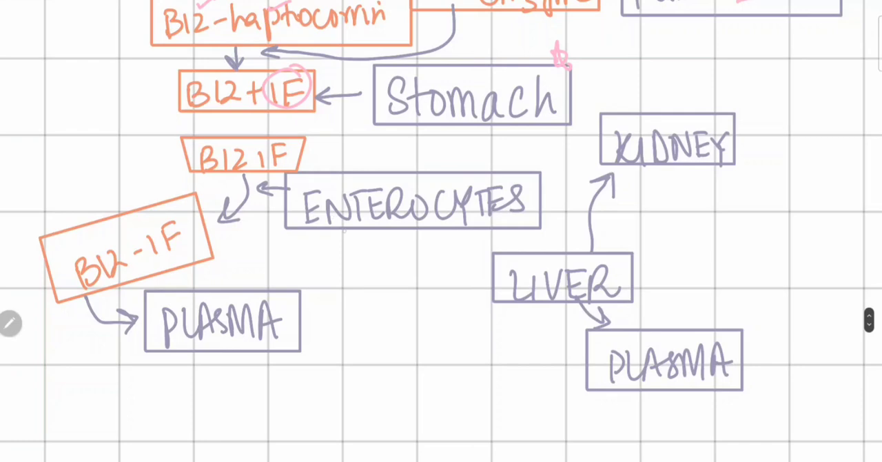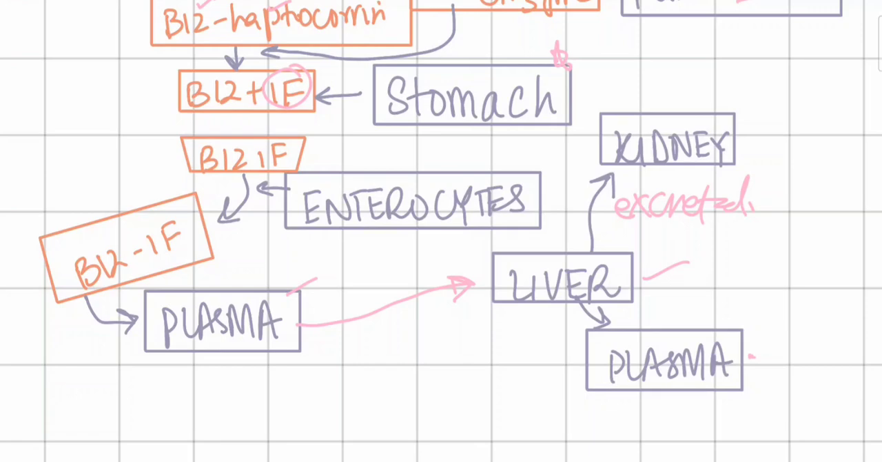Now it is going to enter the enterocytes, and from the enterocytes it's going to enter the plasma, and from the plasma it is then going to get distributed to the liver. It could be stored in the liver, and when it's required, it is released into plasma, and if it wants to get excreted, it will be excreted into the kidney, right? So this is the whole scenario about vitamin B12 regulation, storage, absorption, etc.